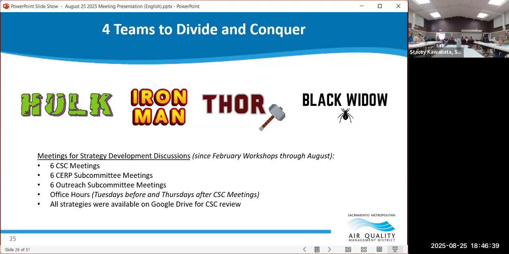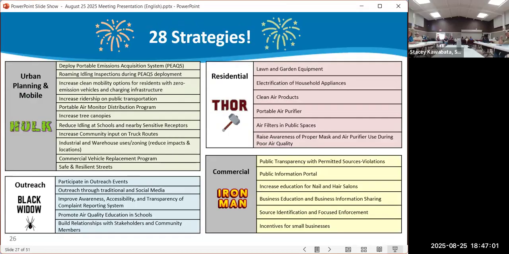There are 4 teams, and we developed strategies over 6 subcommittee meetings. We held office hours and discussed these strategies. All the strategies were available on the Google Drive for the members to review. As a result, 28 strategies were developed. Like I mentioned, the urban planning and commercial strategies were reported out last month, and most of them were finalized at the subcommittee meeting.